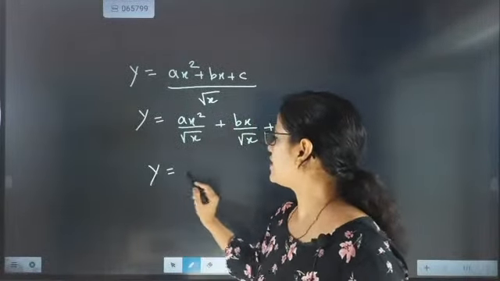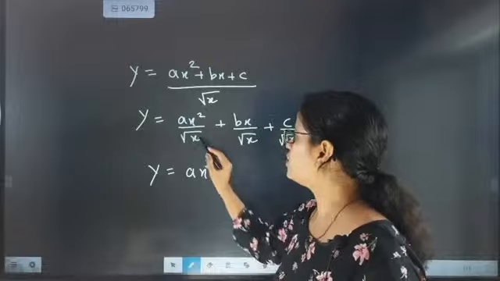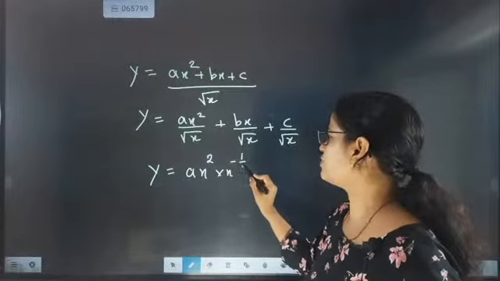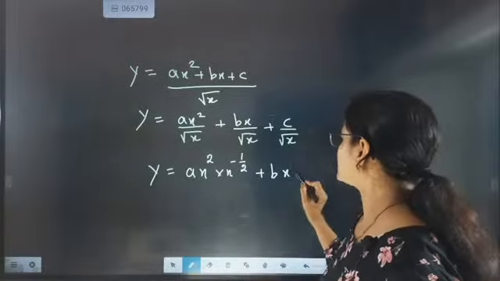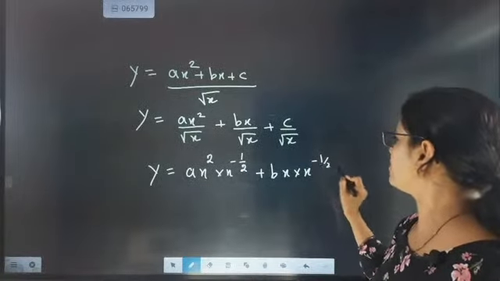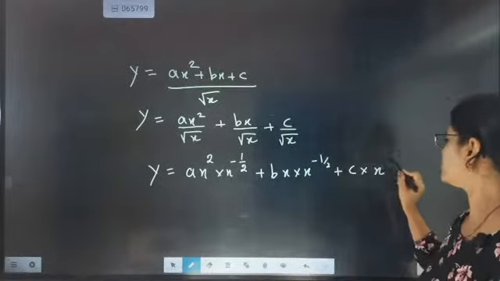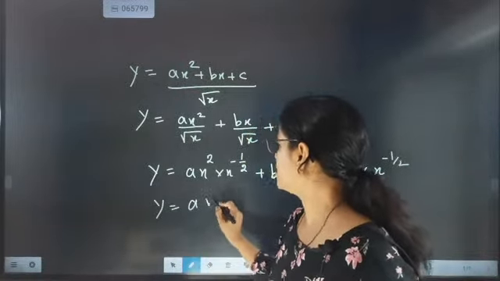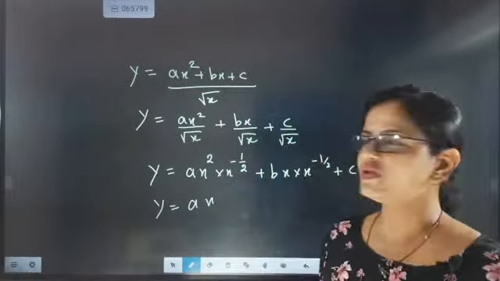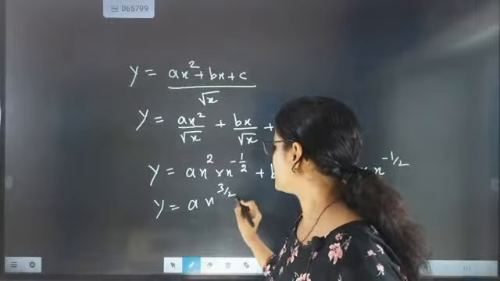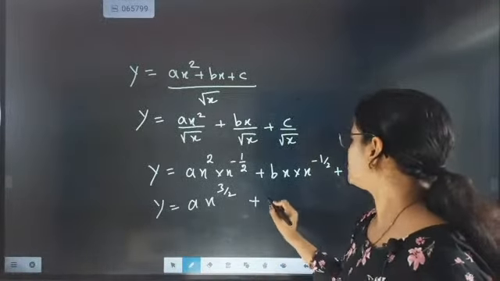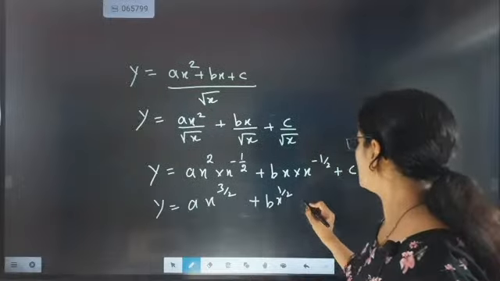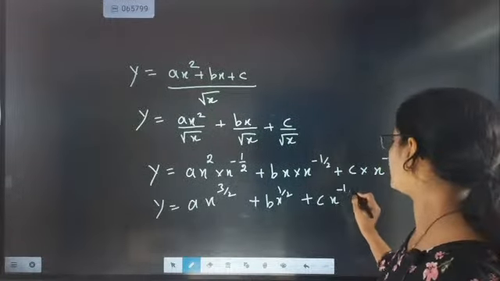After that it will become a x to the power 2, root under x will go up, it will become x to the power minus 1 by 2. Here bx into x to the power minus 1 by 2, and here x to the power minus 1 by 2. So before differentiation we are doing all this work. Here 2 2s are 4, 4 minus 1 will become 3 by 2. So it is coming as a x to the power 3 by 2 plus b x to the power 1 by 2, and here c x to the power minus 1 by 2.